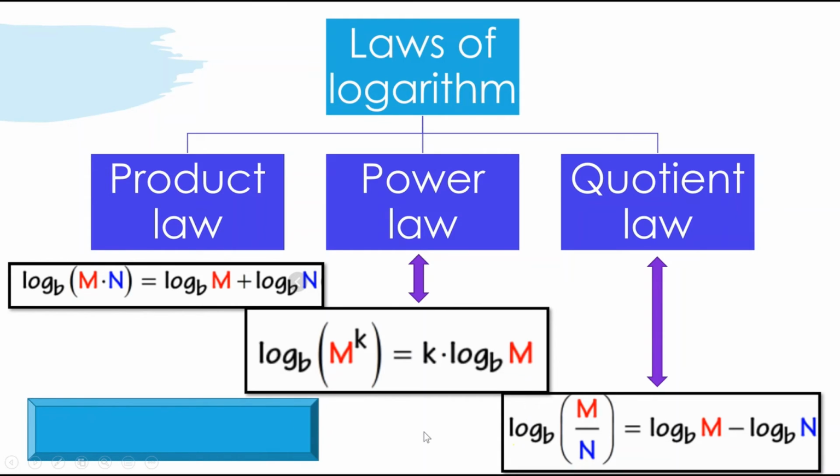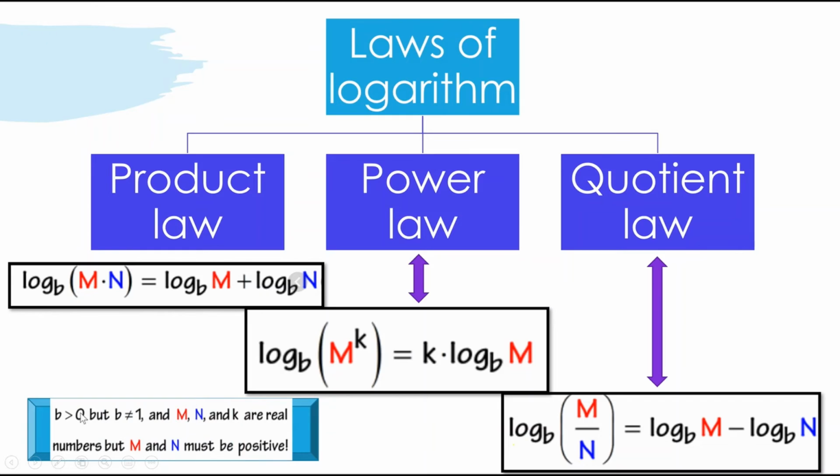Most importantly, we have to remember that b, whatever the base is, should be greater than 0 but not equal to 1. So just remember that the value of b should be greater than 0 and not equal to 1. All these laws are valid. And of course, m, n, and k are real numbers. As I told before, we'll be dealing with real logarithms, and m and n must be positive.